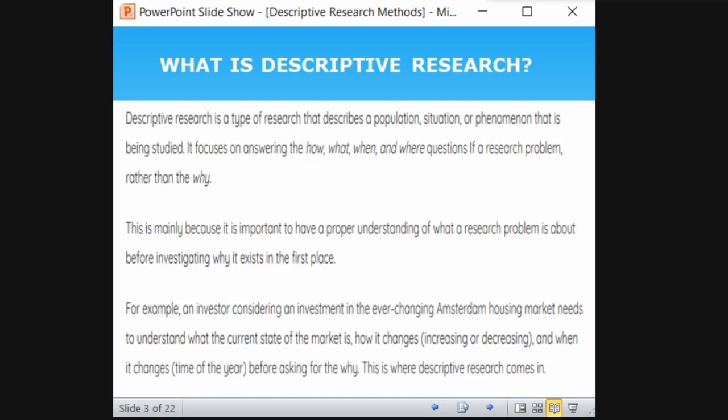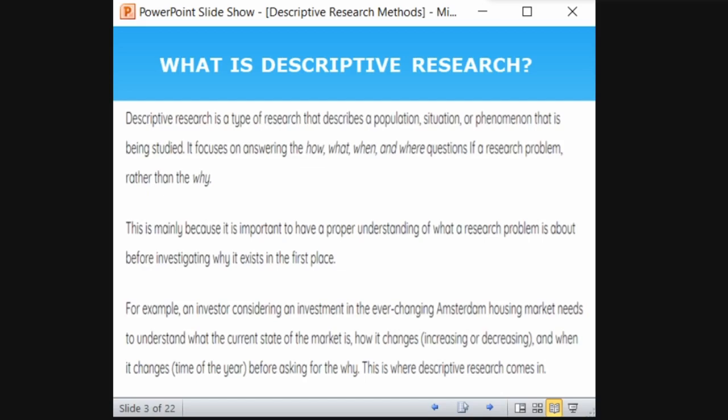Okay. This is mainly because it is essential to have a proper understanding of what the research problem is about before we investigate why it exists in the first place. First, we need to understand what the research problem is. Then only can we find a solution for why this is happening, right? So before knowing there is a problem and what the problem is, we cannot identify the solution. So to identify what the problem is, to know more about the problem, descriptive research comes into play.